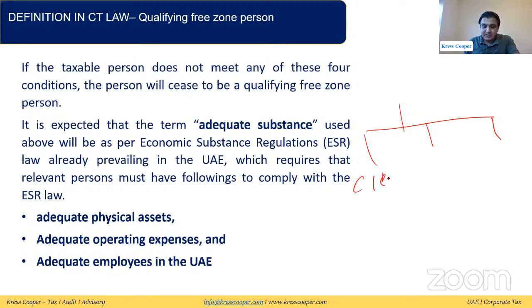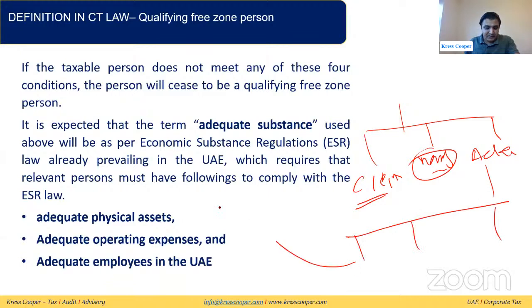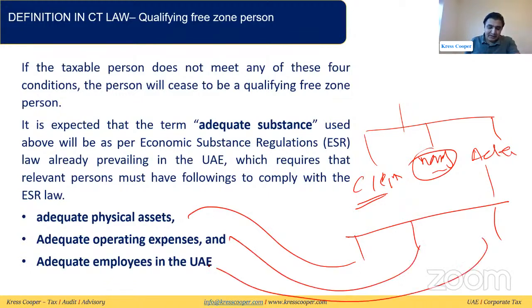One is the SIGA test. SIGA is core income generating activity. Second is the management test: the management decision making should be in the UAE. Third is the adequacy test. In the adequacy test, there are 3 further conditions, as I mentioned. This is the first one, this is the second one, and this is the third one. So this is the requirement of the economic substance regulation.